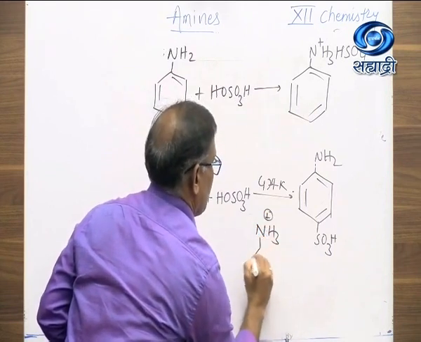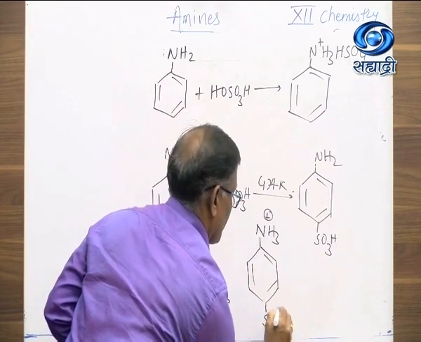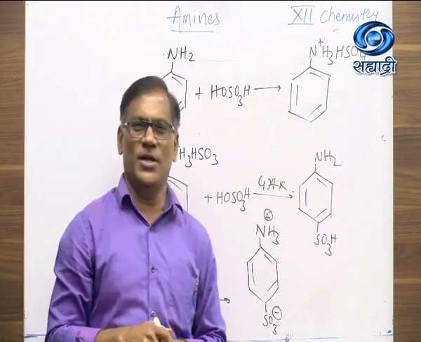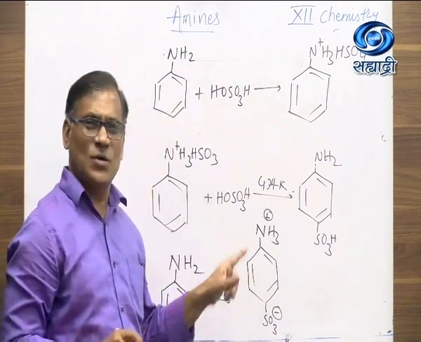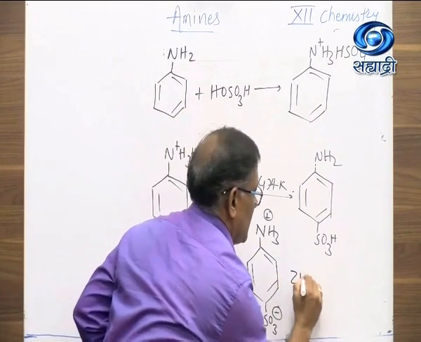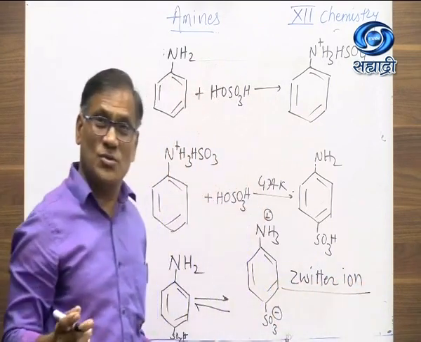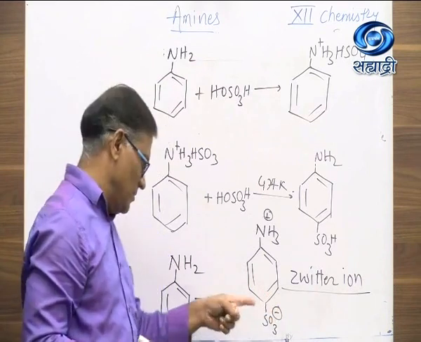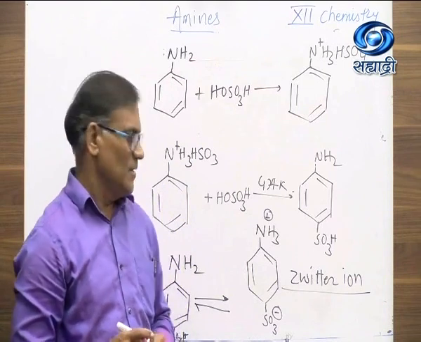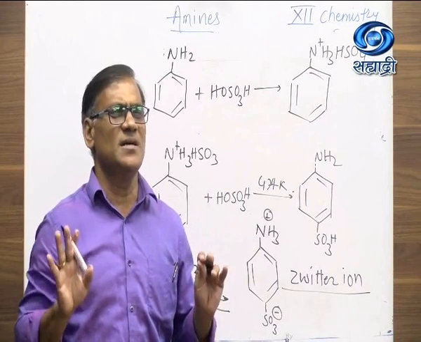See this Zwitter ion, where both acidic and basic groups are present in the same molecule. And this way, this ion is called a Zwitter ion. Students, a 1 mark question may be asked: what is a Zwitter ion? By showing this example, this reaction, we can show what is a Zwitter ion or dipolar ion. A Zwitter ion has both acidic and basic groups present in the same molecule.